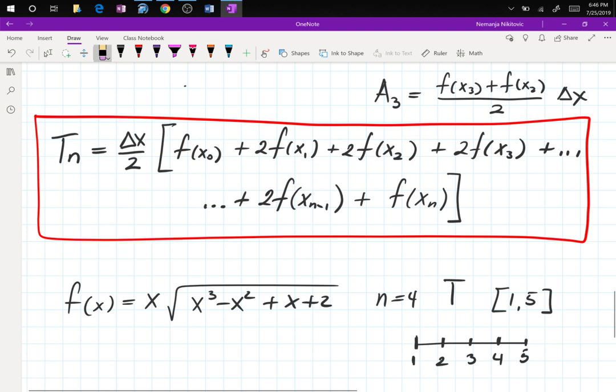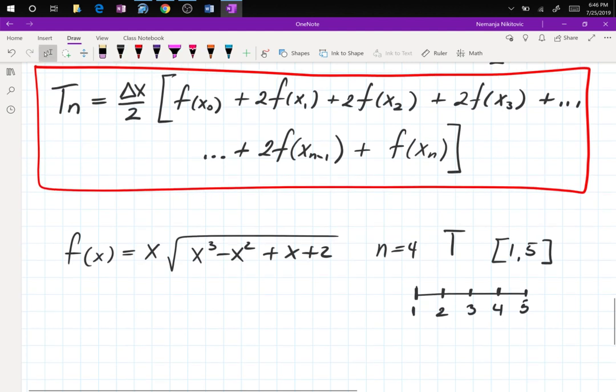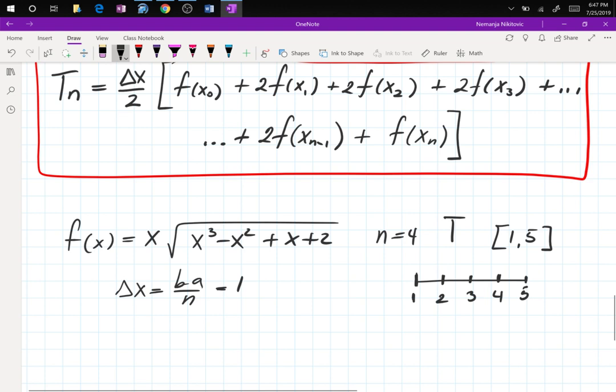Now, partition has 5 numbers. And there are 4, right? There is n equals 1, n equals 2, and 3, so 4 rectangles. So now, you follow the formula. You know that delta x, right? Delta x is the same as before, b minus a over n, which is still 1. And now you get to put the formula together.